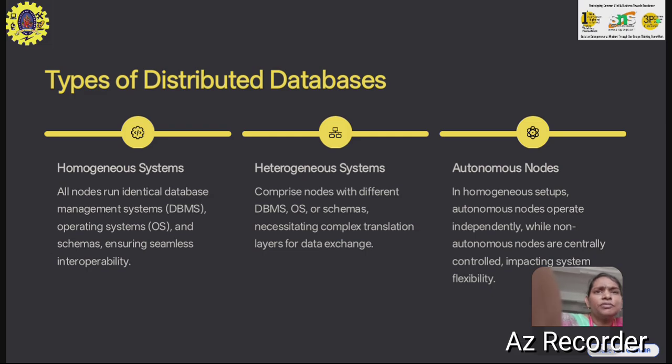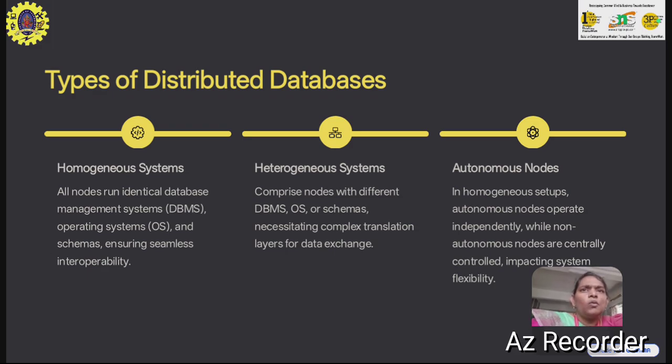Next, let us see the types and benefits. There are two main types, homogeneous and heterogeneous. In a homogeneous system, all the nodes use the same database management system and operating system, which is easy to manage. Heterogeneous has a different database management system and OS across the nodes, and it is more flexible but harder to manage.